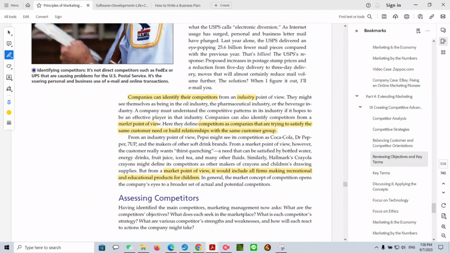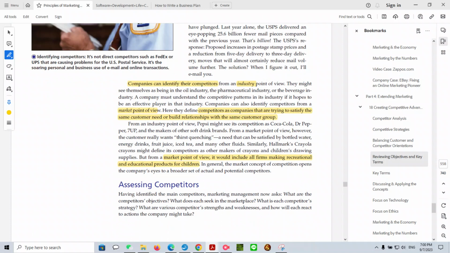Now, let's assess the competitors. Having identified the main competitors, marketing management now asks, what are the competitors' objectives? Meaning, what are they trying to accomplish? What does each seek in the marketplace? What is each competitor's strategy? What are the various competitors' strengths and weaknesses? And how will each react to each action the company will take?